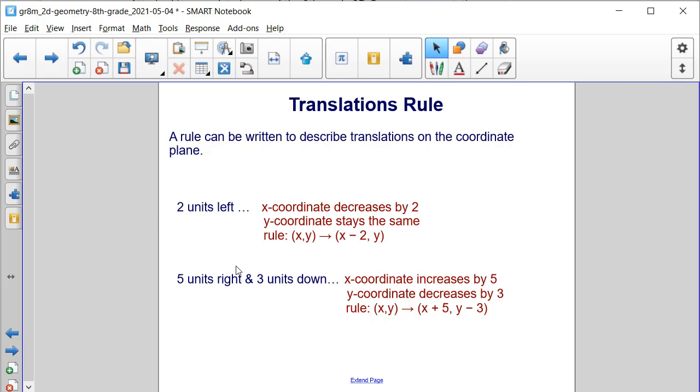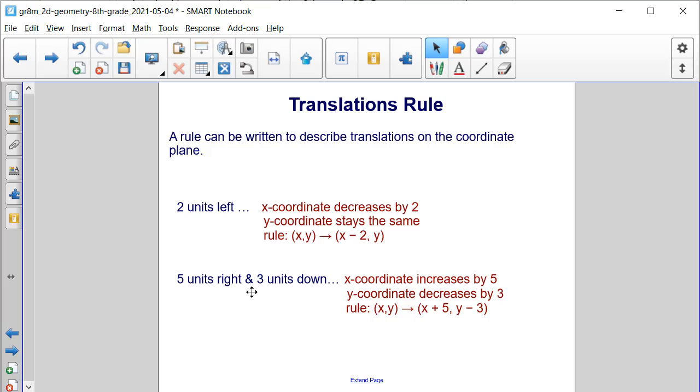So here are the solutions for writing the rule to match a translation that's given to you. 2 units to the left. That means that the x-coordinate is decreasing by 2 and the y-coordinate stays the same. So the rule goes from x comma y to x minus 2 comma y, because again the x-coordinate is decreasing by, or triggering subtraction by, 2. And because the y-coordinate stays the same, we don't add or subtract anything from it. We just rewrite y by itself as that coordinate.